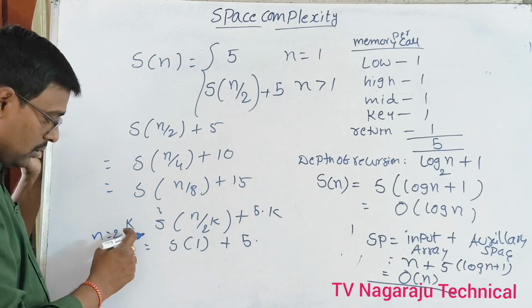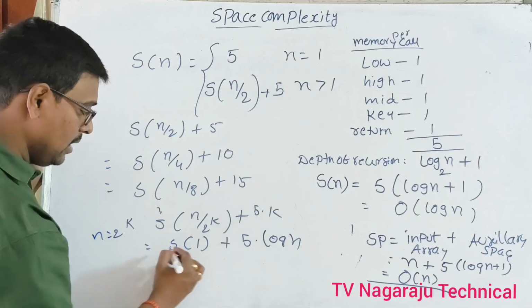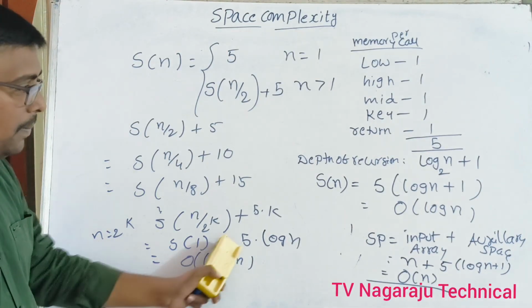What is the k value? n is equal to 2 power k, so k is equal to log n. So the answer is big O of log n. You got it? Big O of log n.